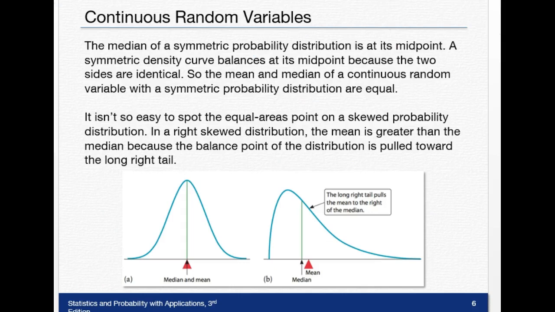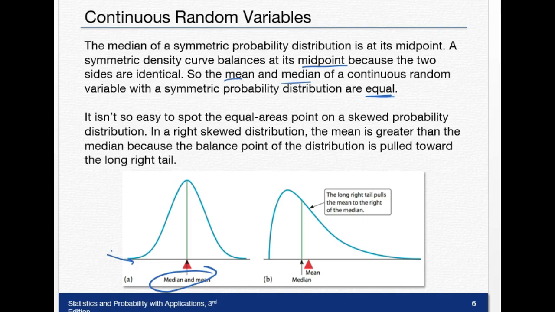All right, the median of a symmetric probability distribution is right in the middle. Like, look at A right here. It's right in the middle. A symmetric density curve balances at its midpoint because the two sides are identical. So the mean and the median of a continuous random variable with a symmetric probability distribution are equal. Notice they're the same if they're symmetric.